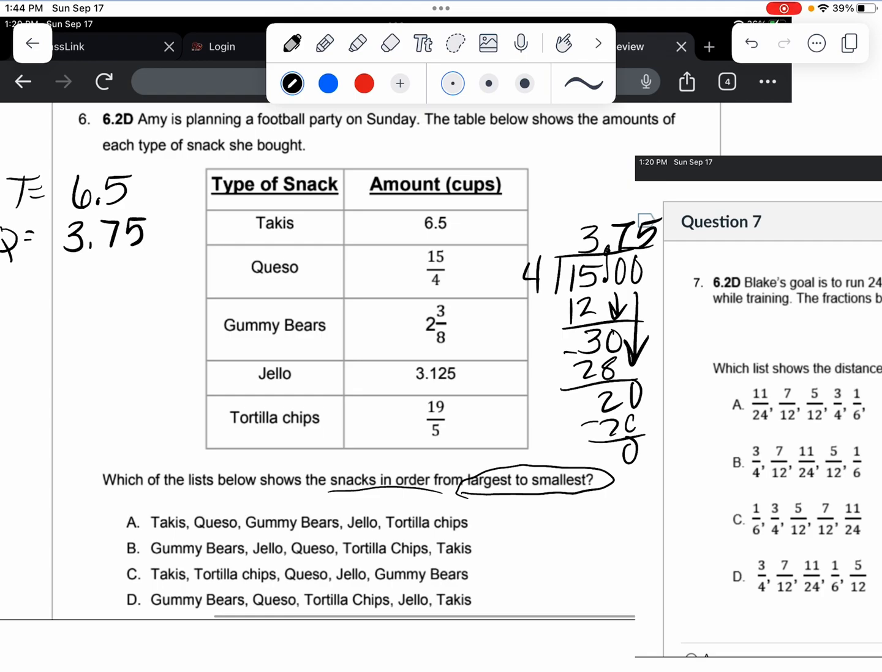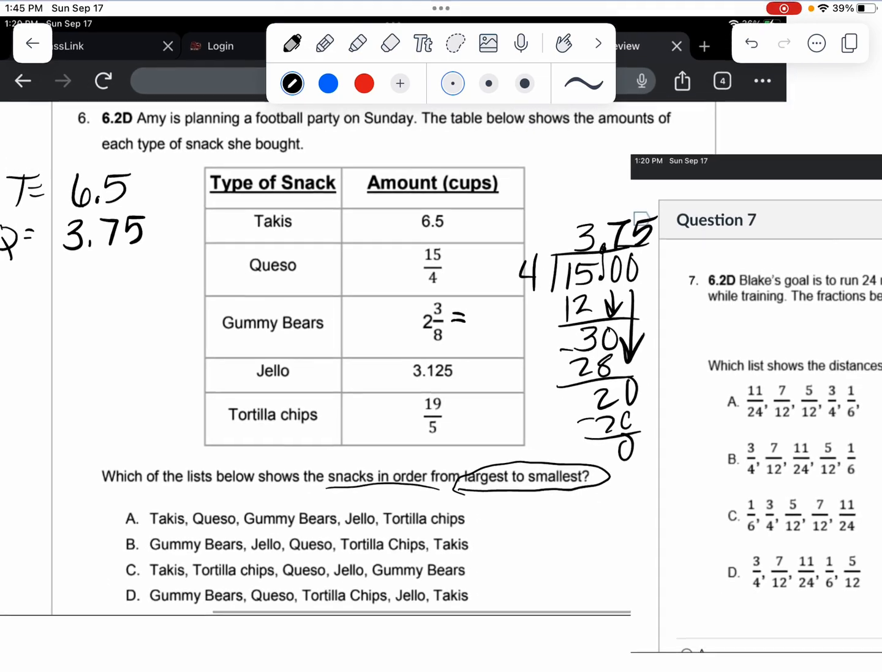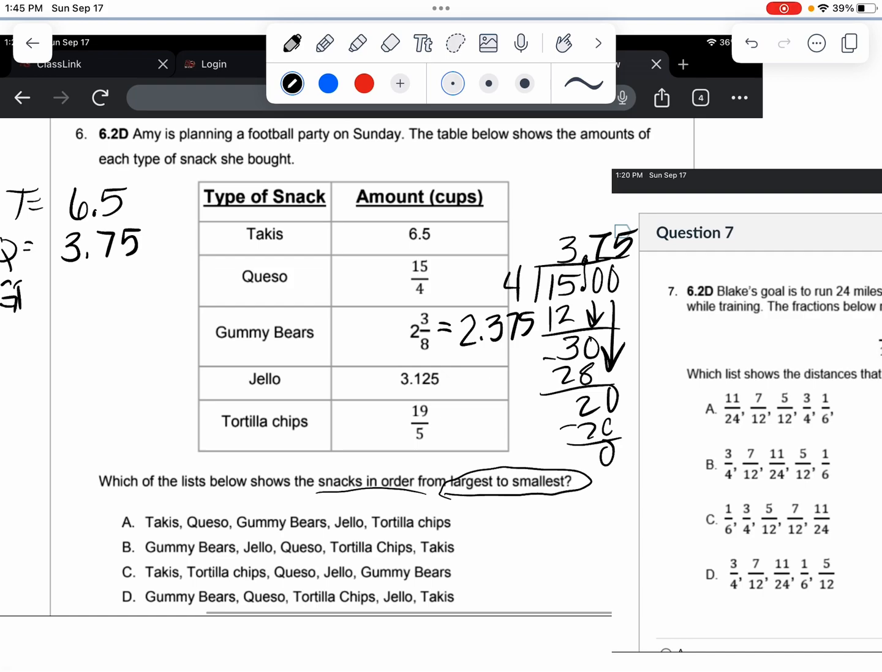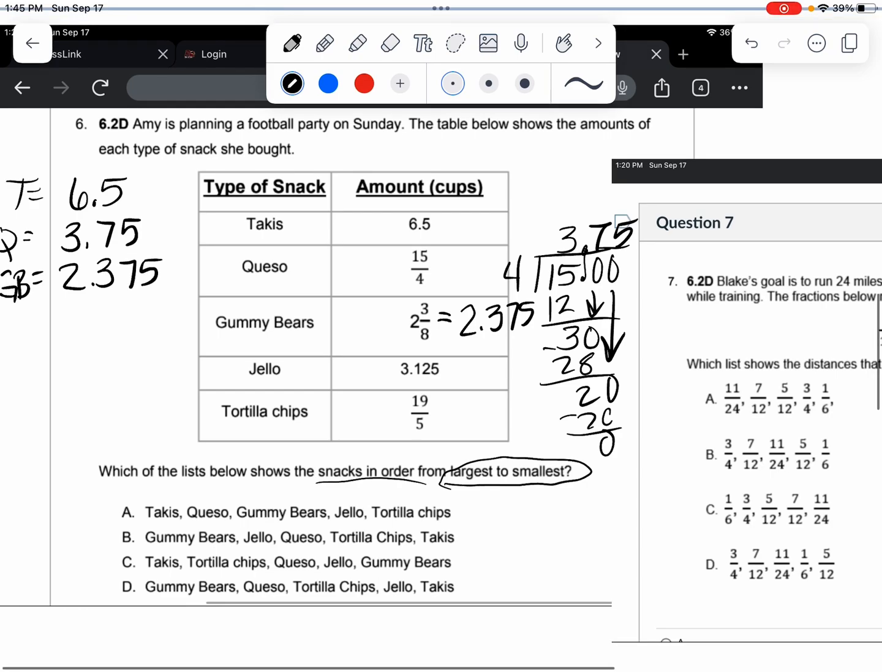Okay, then I have 2 3/8. So remember we do 3 divided by 8. So that should give you 2.375, which we should have that memorized by now. So we have gummy bears, which is 2.375. And you can go divide that. I'm not going to divide that for you. Then we have Jell-O, 3.125. And then tortilla chips would be 19 divided by 5.